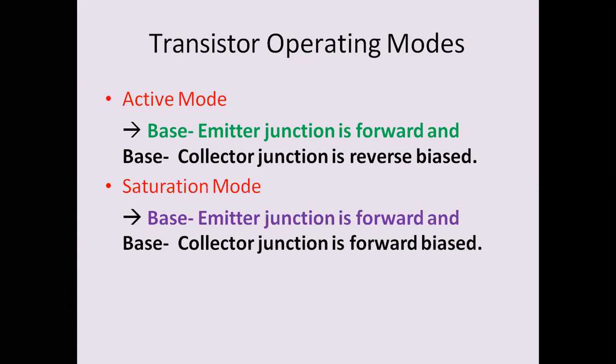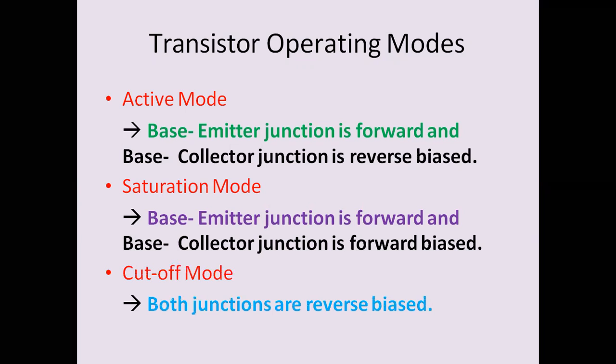Coming to the saturation mode, one more possible mode is saturation mode. If the base-to-emitter junction is forward biased and the base-to-collector junction is forward biased, that means both junctions, both the input and output sides, are forward biased, then it is called saturation mode. Coming to cutoff, the name clearly represents it. That means both sides are reverse biased. Clear? Those are the modes possible in transistor operation.